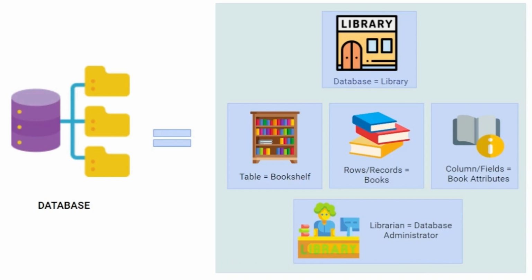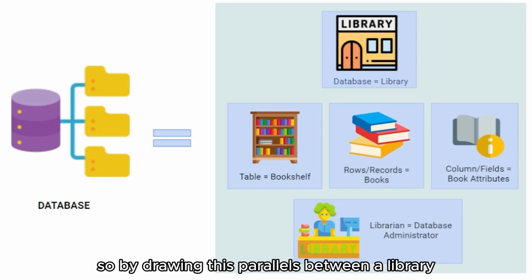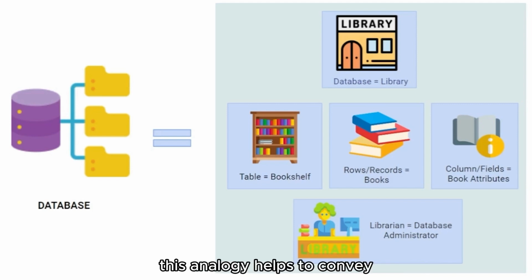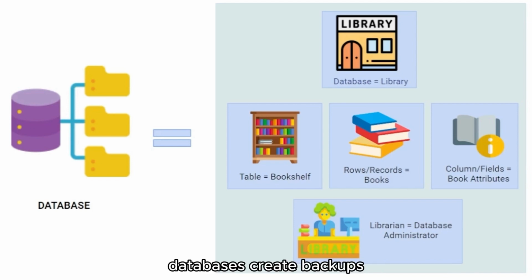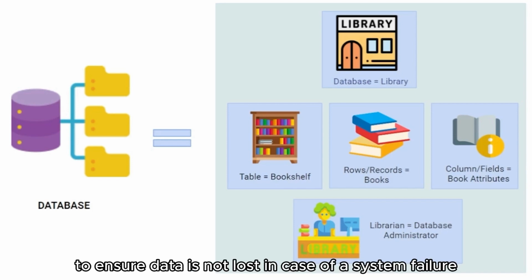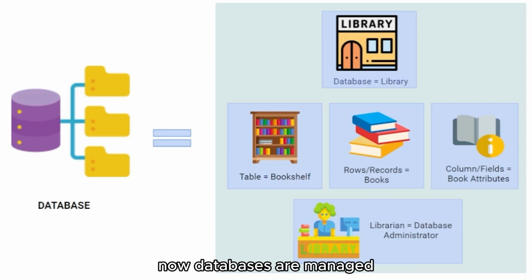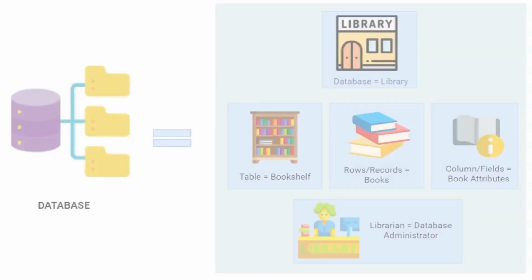So by drawing these parallels between a library and a database, this analogy helps to convey the basic concepts of tables, records, fields, and management of information in a structured and organized manner. Just as libraries make copies of books for backup, databases create backups to ensure data is not lost in case of a system failure. Now, databases are managed using a database management system, in this case, SQL and NoSQL.